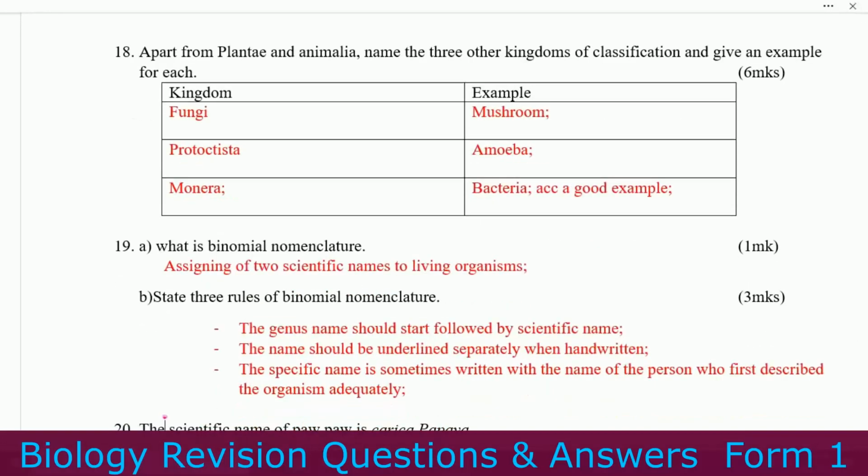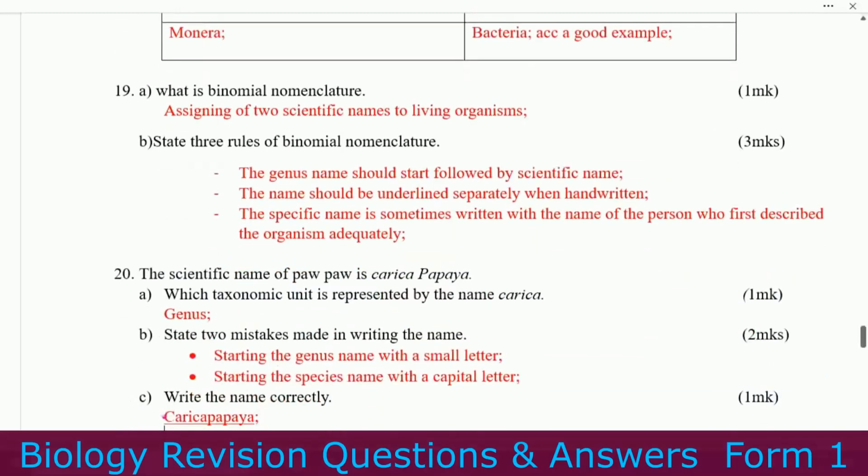Number 18. Apart from Plantae and Animalia, name the 3 other kingdoms of classification and give an example for each. We have one side kingdom, the other side example. Fungi, we have mushroom. Protista, we have amoeba. Monera, we have bacteria.